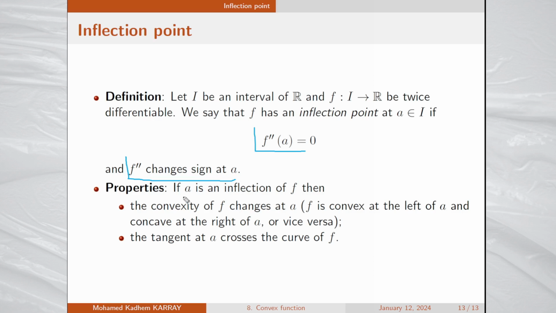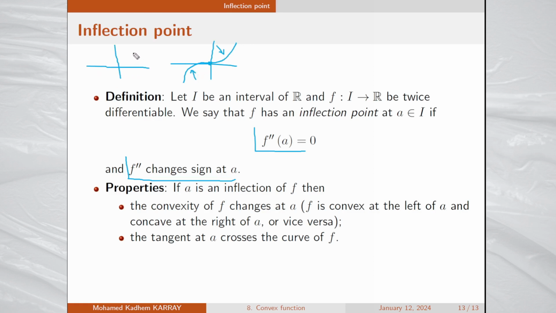Here is a useful property. If a is an inflection point of the function f, then the convexity of the function changes at point a. This means that f is convex at the left of a and concave at the right, or vice versa. So in our example, here I have an inflection point at this point here. So you see that for this point, on the right the function is convex, and on the left the function is concave. It does not have to be the point 0 precisely.